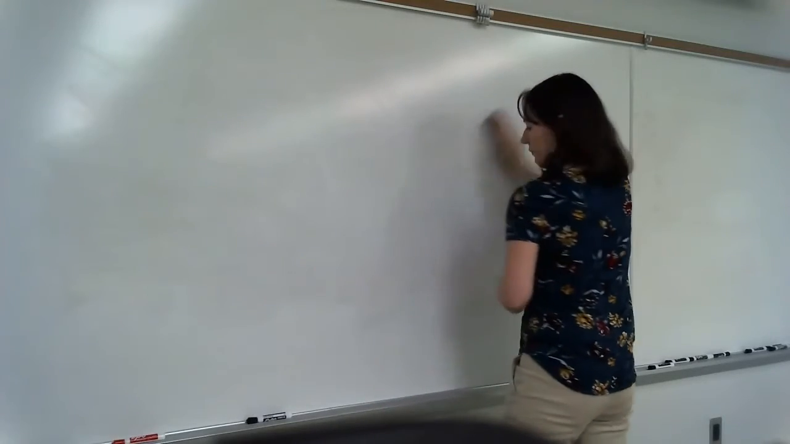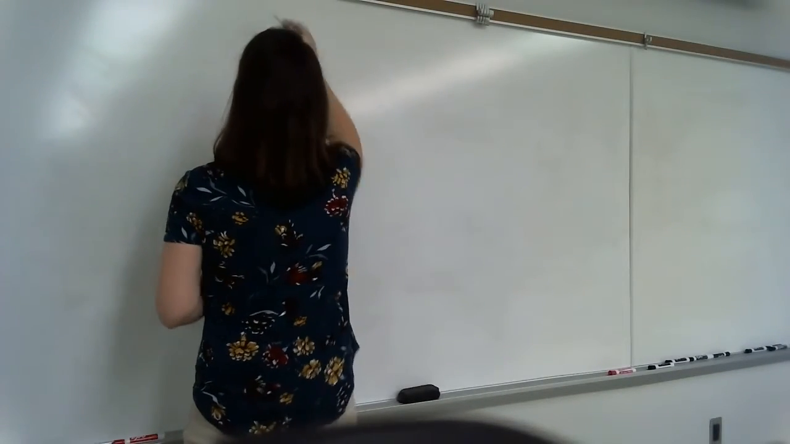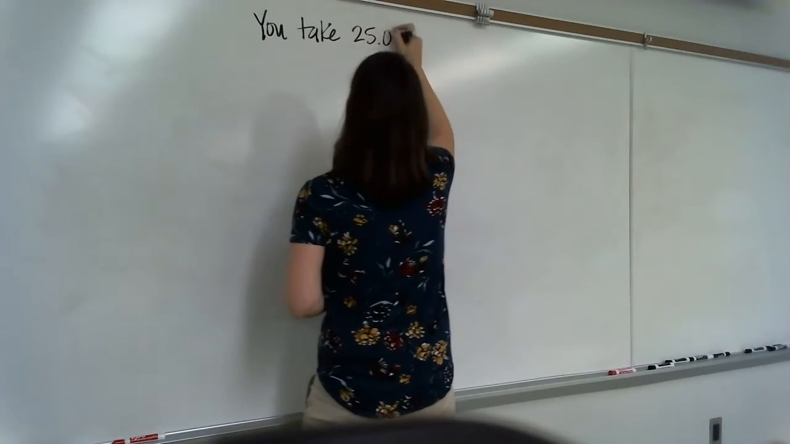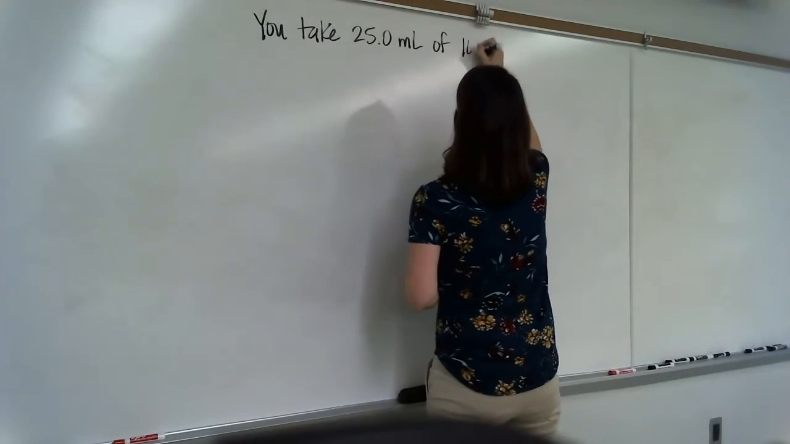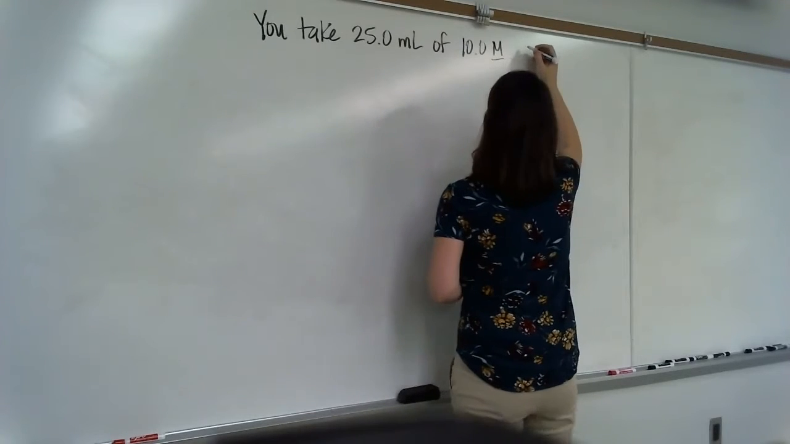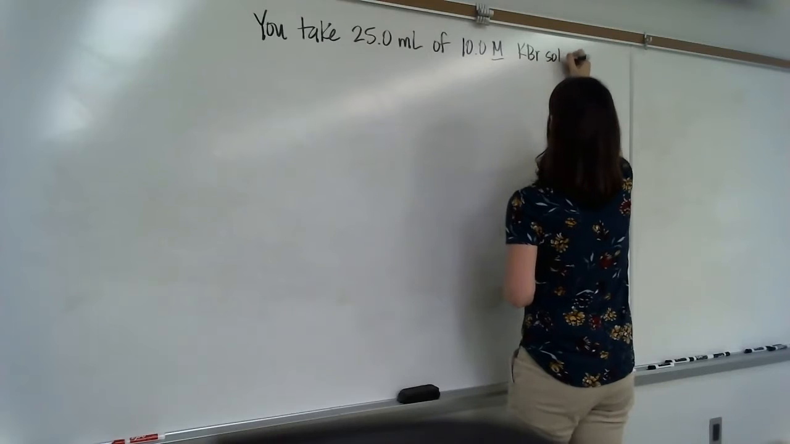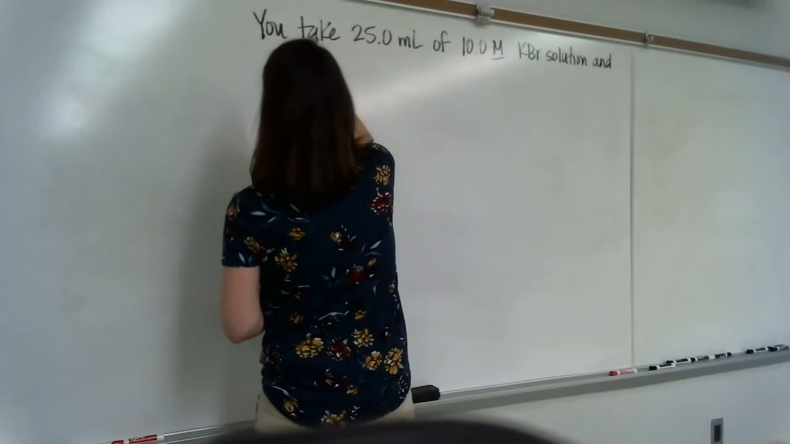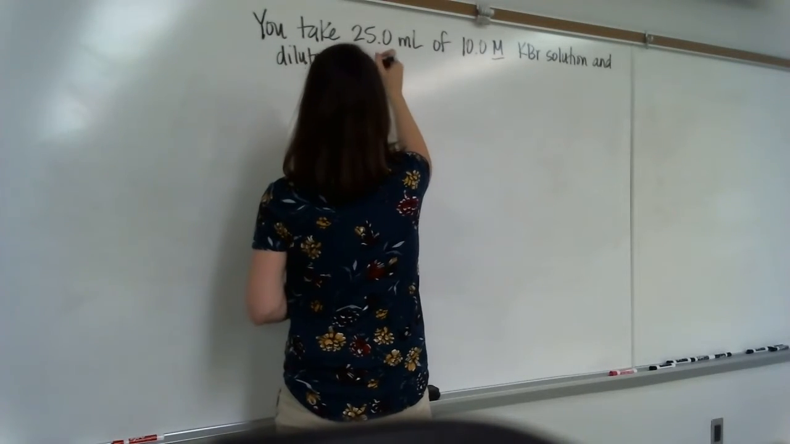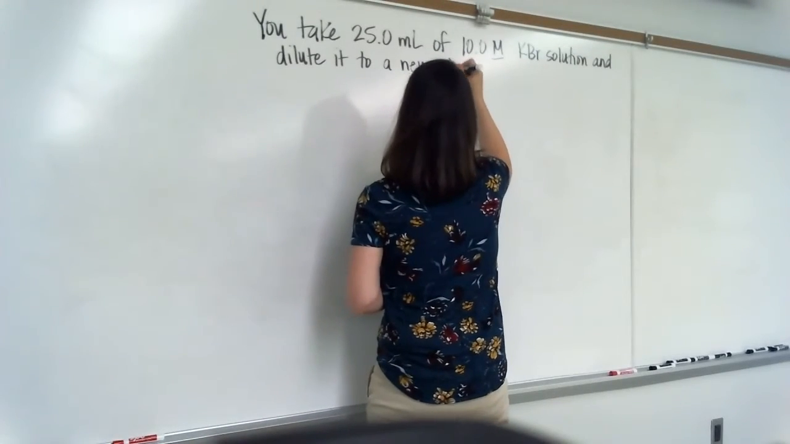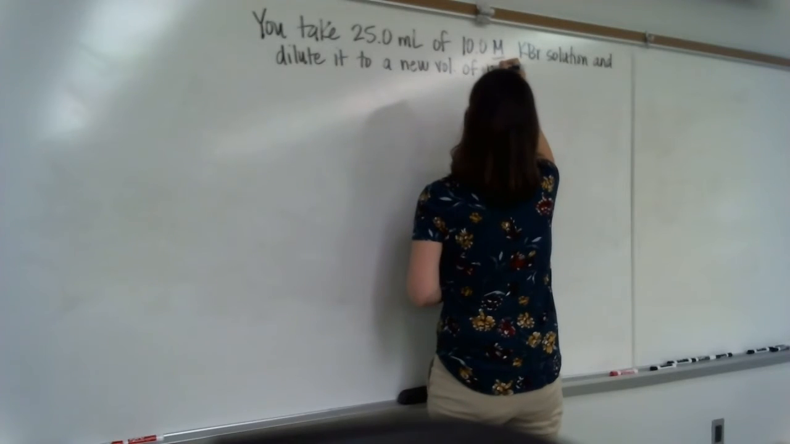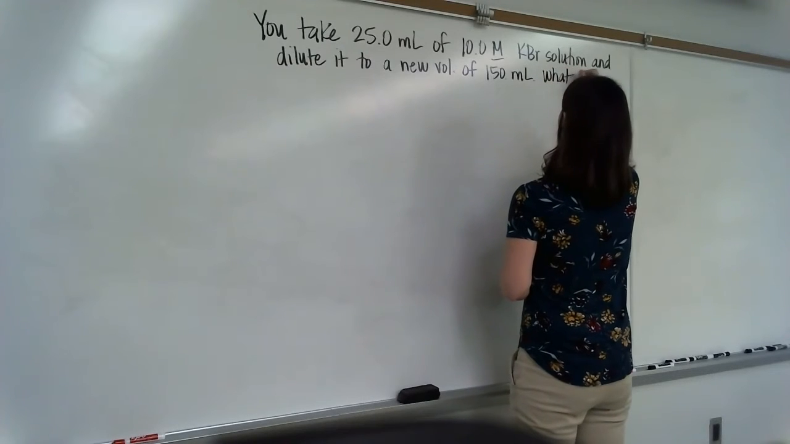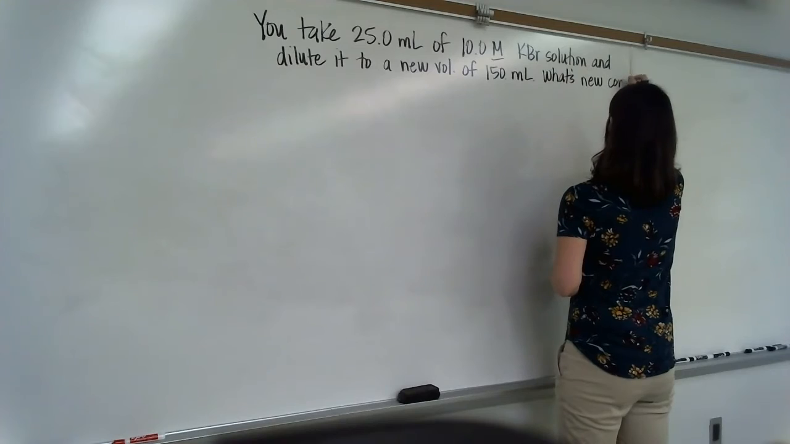So let's do an example. You take 25 milliliters of 10 molar KBr solution and dilute it to a new volume of 150 milliliters. What's the new concentration?